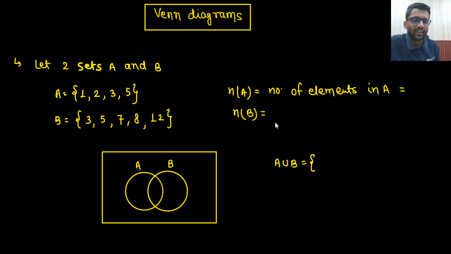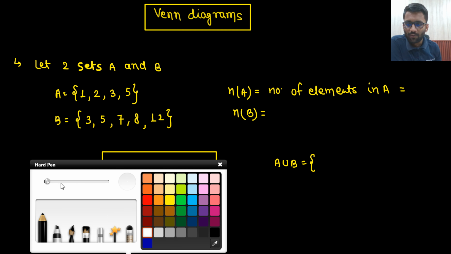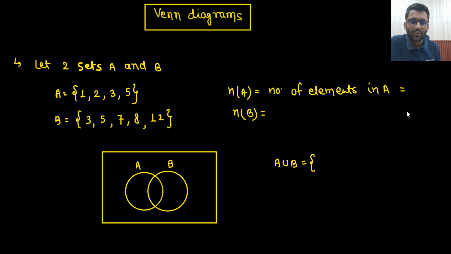And if I say n(A), what does that mean? n(A) means number of elements in A. So what are the number of elements in A? That are 4. And what are the number of elements in B? Number of elements in B are 5. So n(A) is 4 and n(B) is 5.